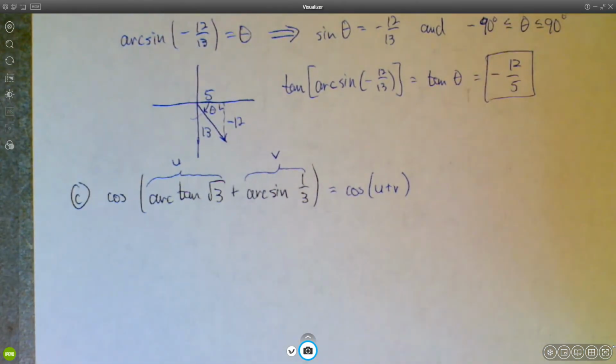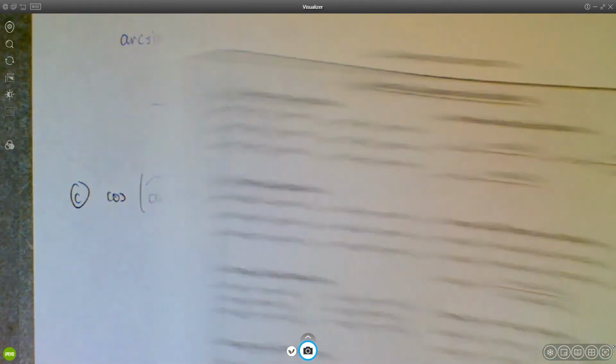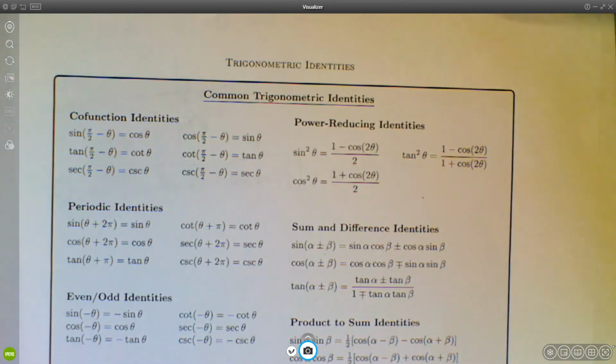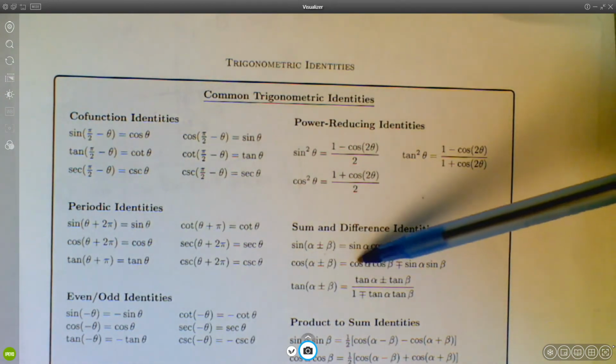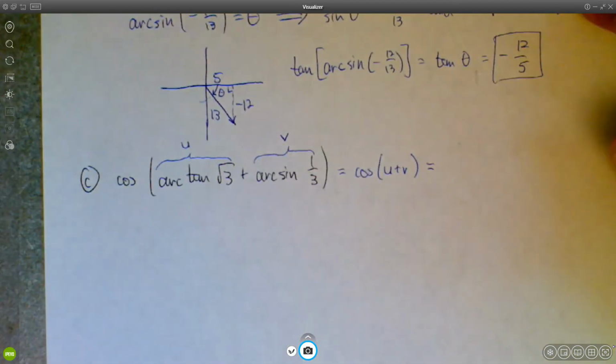And you can use your trig identities. Cosine u plus v, or maybe we could have just called them alpha and beta. Anyway, that's going to be cosine u cosine v minus sine u sine v.